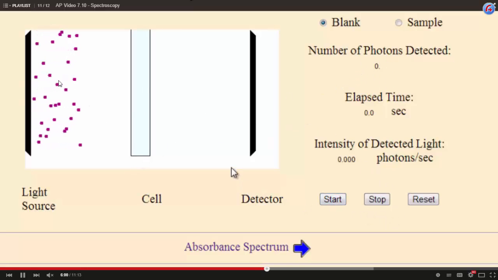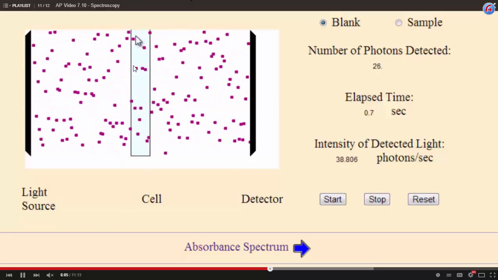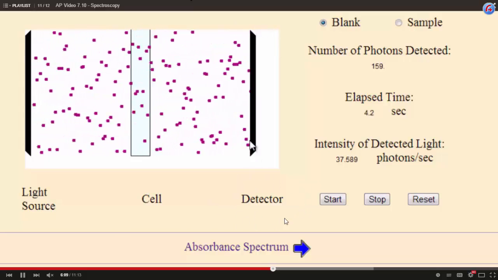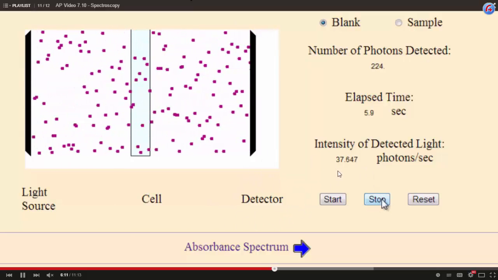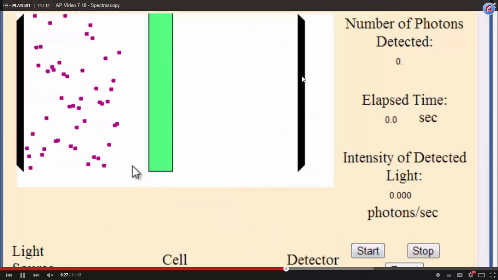So here they come. Here are the photons, and you can see that nothing is being absorbed here in the middle. It's all going through, hitting the detector on the right-hand side. Then we hit stop, and you can see that on average there are about 37 to 38 photons per second hitting the detector. So your blank solution basically gives a rough idea of how many photons hit the detector per second.